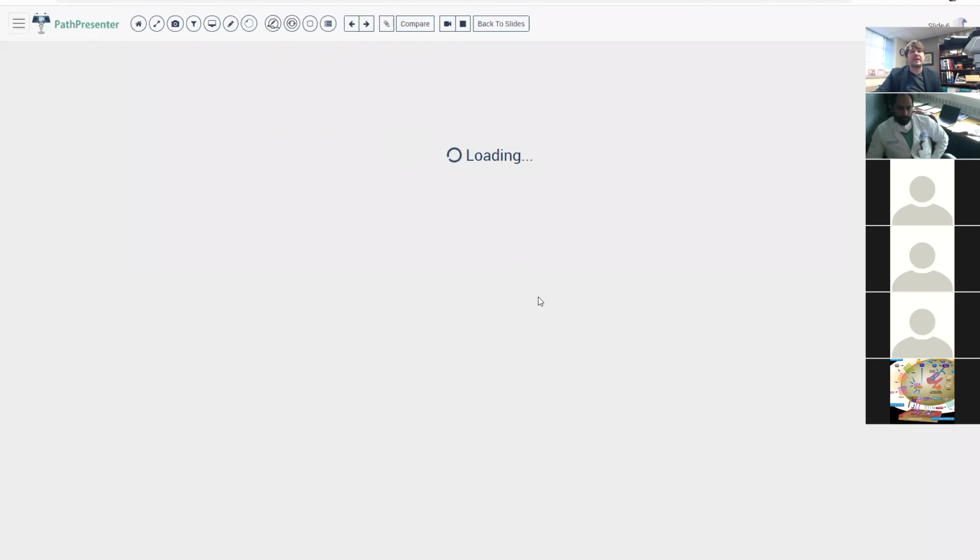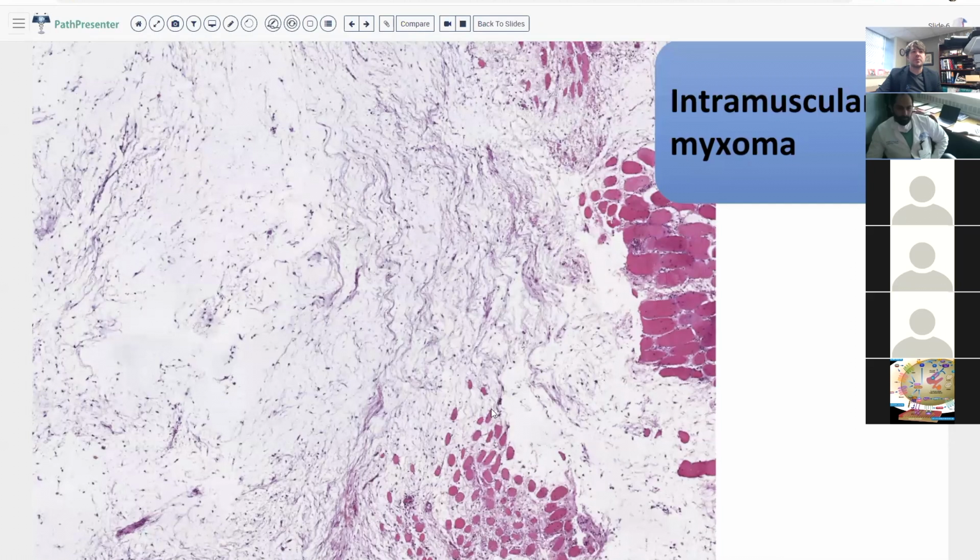So, a closer look at the case we were just looking at. This is back to the intramuscular myxoma. This is very hypocellular. There's a few thin vessels here and there, but really not very prominent. There's no areas of hypercellularity aggregating together. And look at this splaying apart of the skeletal muscle fibers. That's totally normal and expected for intramuscular myxoma.